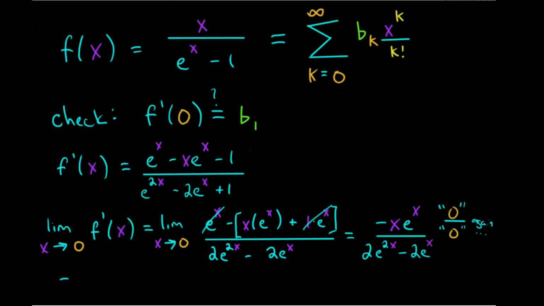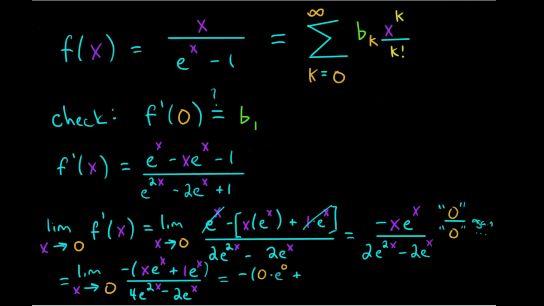So we have to apply L'Hopital's rule again. So this will equal the limit as x approaches 0. Differentiating the numerator, we get negative, open parenthesis, x times e to the x plus 1 times e to the x, close parenthesis, all over 4 times e to the 2x minus 2 times e to the x, which then equals, plugging in 0 for x, negative 0 times e to the 0 plus 1 times e to the 0 over 4 times e to the 2 times 0 minus 2 times e to the 0. Now 0 times e to the 0 just equals 0. And then we have a 1 times e to the 0. So with that negative sign in front there, we have that this equals negative 1 over 4 minus 2, or just negative 1/2, which equals b sub 1.